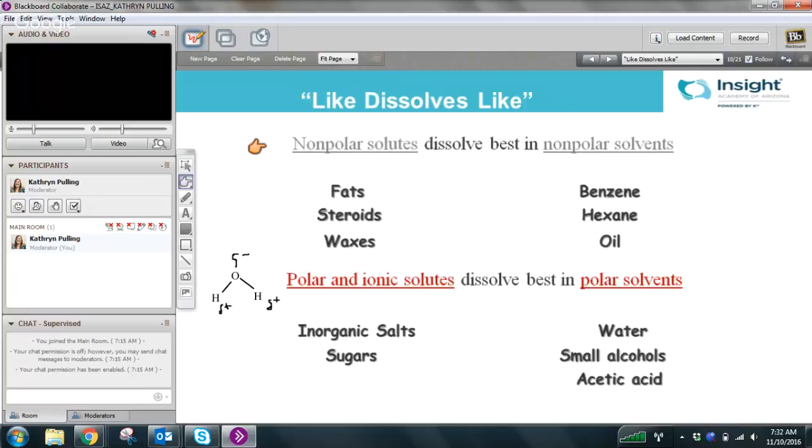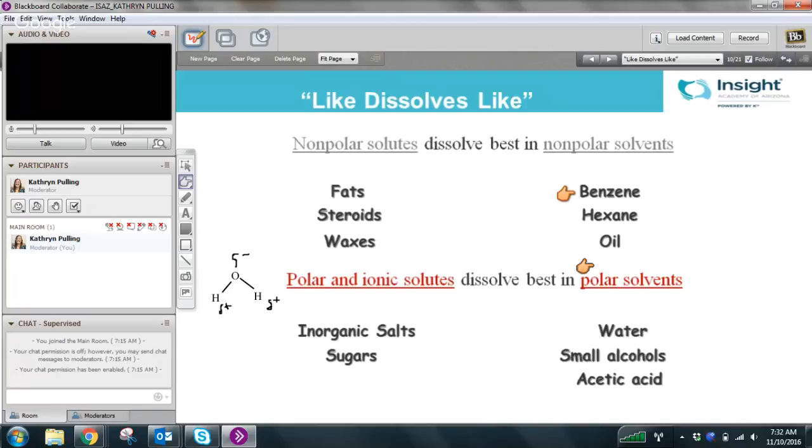You can kind of force them to interact, but they will want to separate from each other. So if you have non-polar solutes like fats, waxes, and steroids, which are a type of non-polar molecule, you're going to want to use non-polar solvents like oil, hexane, and benzene, which are liquids at room temperature.